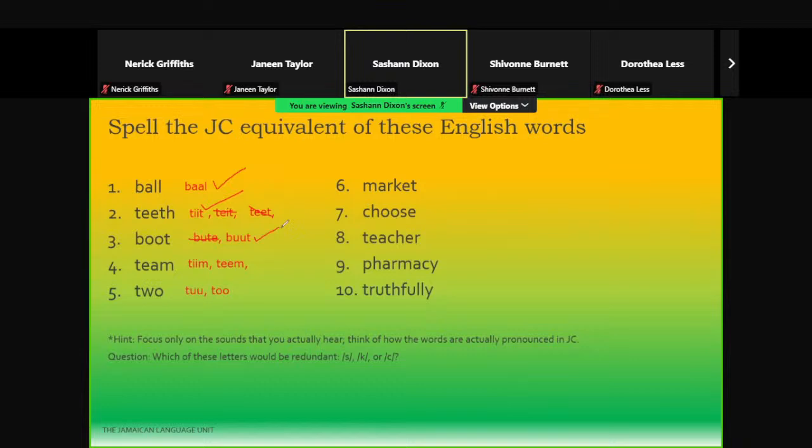Now, based on our process of elimination for number 2, teeth, I should be able to just ask, what is the answer for number 4? We have T-I-I-M and T-E-E-M. The word being team. Option 1 or option 2?